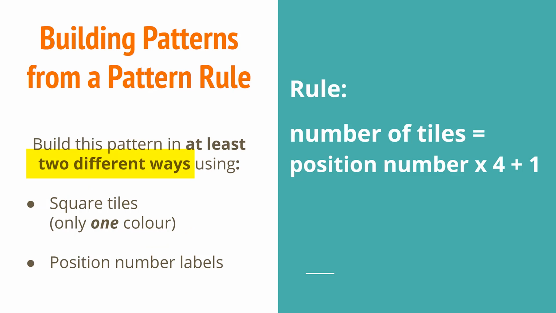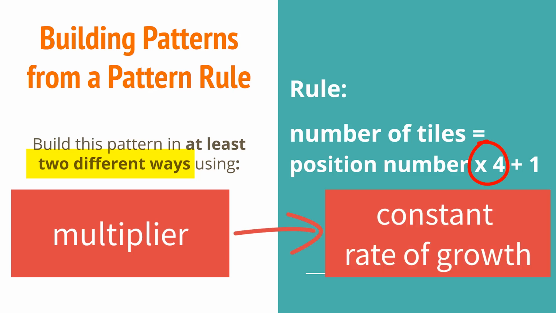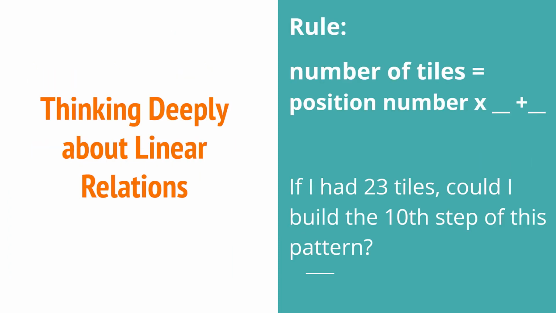And the reason we want them to do this is because we want them to think really deeply about the fact that that multiplier is what's going to tell us there's a constant growth rate in that linear relation. And we want to really push them towards that multiplicative thinking, and letting them see that multiplication in more than one way will help with that.